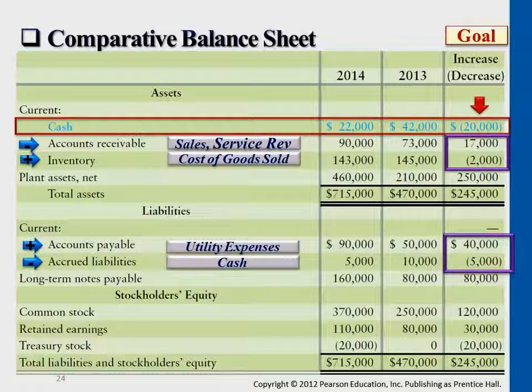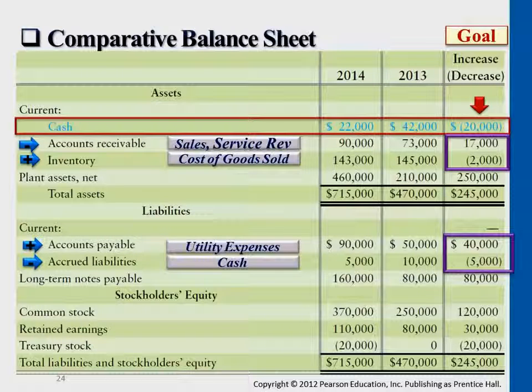Why is it that? Inventory balance: last year end balance is 145, this year's balance is 143. So the right side column is all the net differences. Okay?